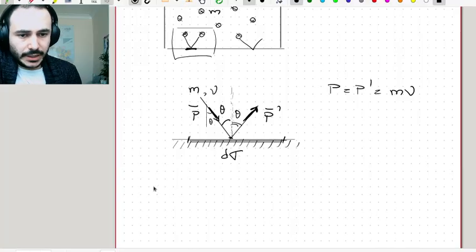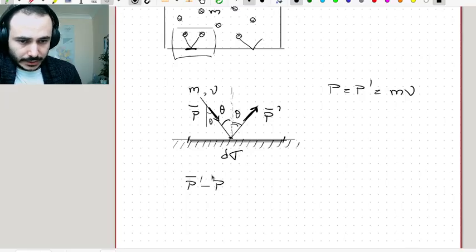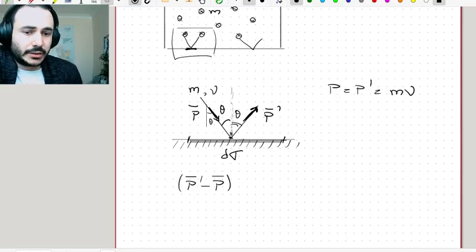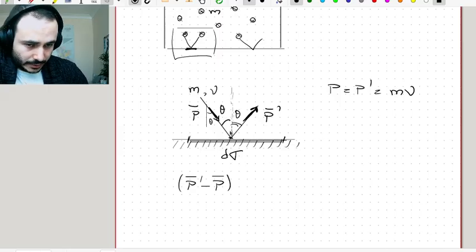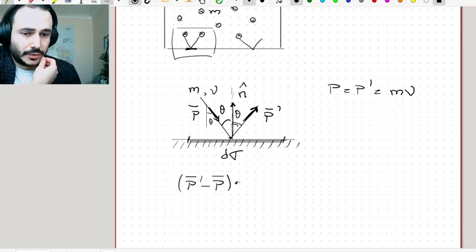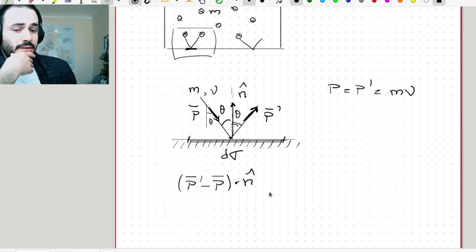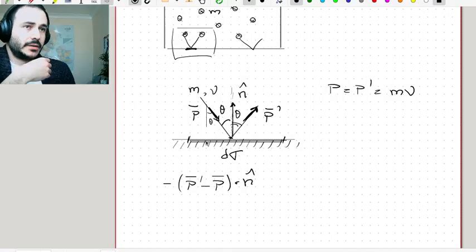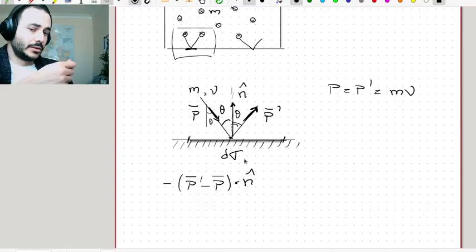Yeah, so I just ask myself, what's the change in momentum from the point of view of the particle? And this is p prime minus p, final minus initial. And I want to project that onto the relevant direction here, which is the vertical, the normal to the surface. So the unit vector which is normal to the surface, I'm going to call it n. So I just take the dot product with n. And that's the change of momentum in the relevant direction from the point of view of the particle. But I care about the wall, not the particle. So from the point of view of the wall, that's going to be minus that. That is the momentum gain of the wall in a single collision with a single molecule.